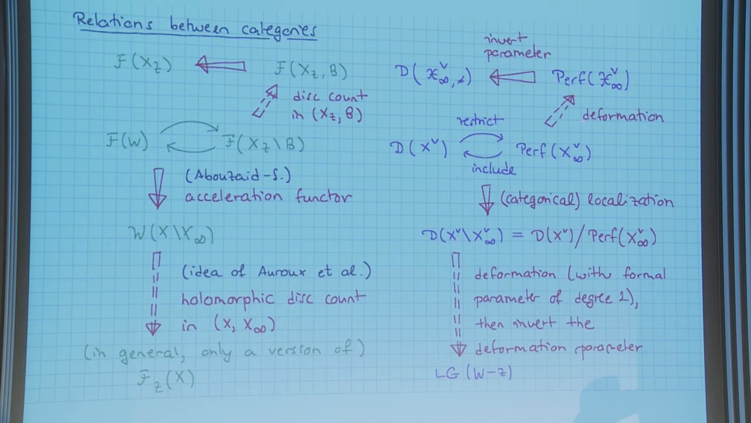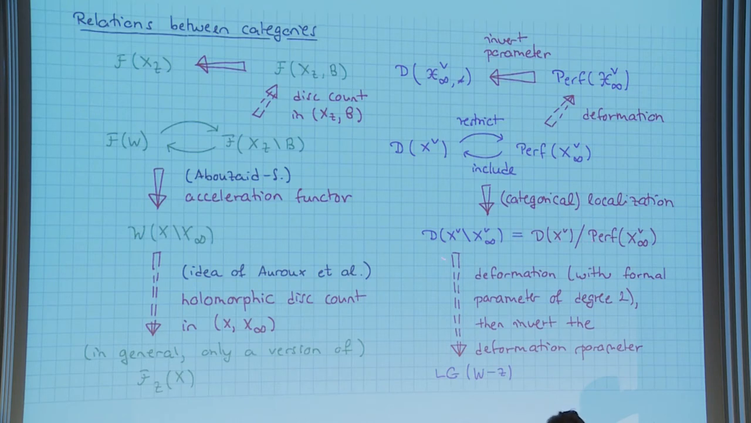What happens when you try to remove X infinity and pass to the complement? You can actually do it by a localization. You pass to an open subset. There's a corresponding categorical notion of localization where you take the image of Perf inside here and quotient out.